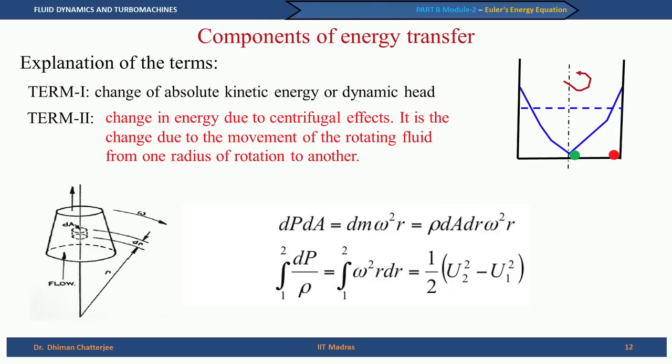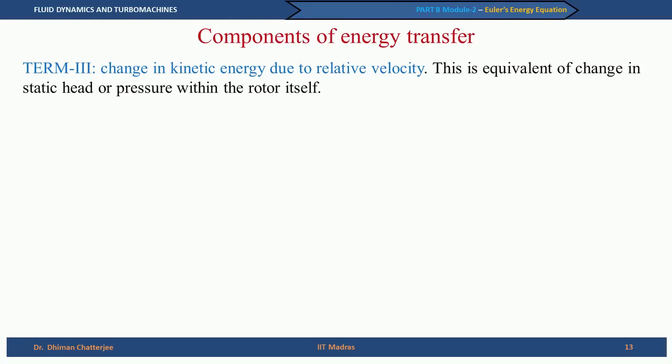So, what happens is that by the help of the geometry and by choosing the flow direction, we are taking advantage of the blade rotations. If you look into the history of technology, you will see that in earlier days the turbines were also made with outward flow, instead of inward flow. But that practice has now been given up and we are now talking about inward flow radial turbines. The third component is the change in kinetic energy due to the relative velocity. And I have already shown this is equivalent to the static head or the pressure within the rotor.